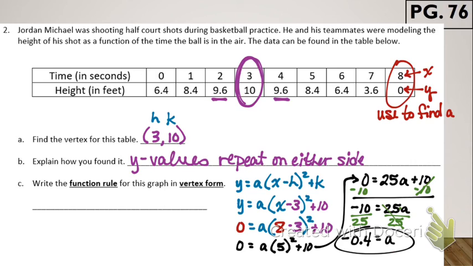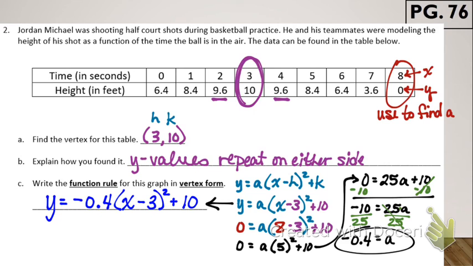So once I've got that, I can take this right here, and I'm going to recopy that, but with that a value in place. So there's my vertex form. And negative 0.4 is my a value for all the other forms.